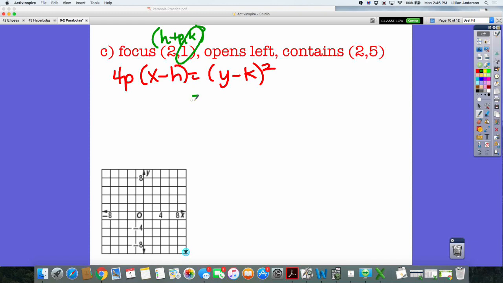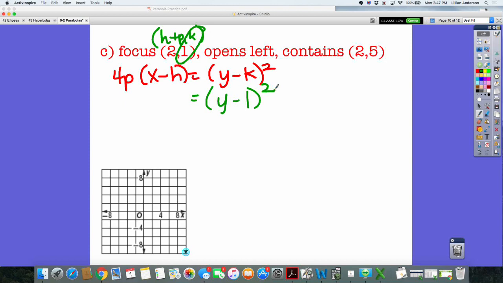So we can plug that in. That's going to be k. So we have (y - 1) squared. There's so much to pay attention to. This one is probably going to be the hardest type of question that you're going to get when it comes to writing the equation, because we don't know enough to just write it from what we have.